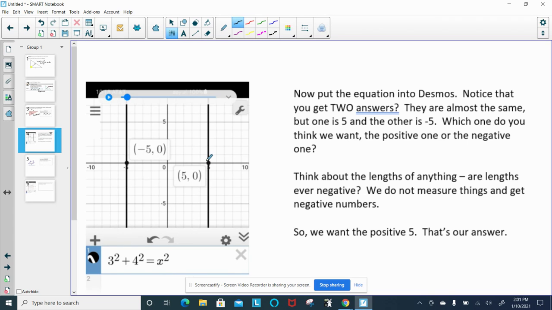Now look at this. I've got two answers. I have 5, 0 and negative 5, 0. One is 5, one is negative 5. I got two answers. Which one makes sense? Do we ever measure anything in life and get a negative answer? Your foot, when you wear shoes, you have a shoe size, that's a positive number. Your jeans, positive number, whatever size you're wearing. So we don't want the negative number. And what I'm going to do is put a cross through that. We want the positive number. That's our answer.